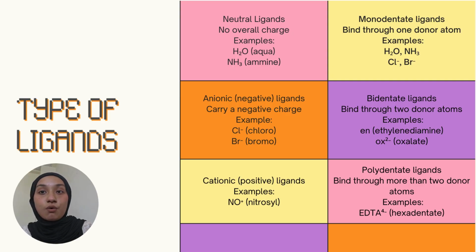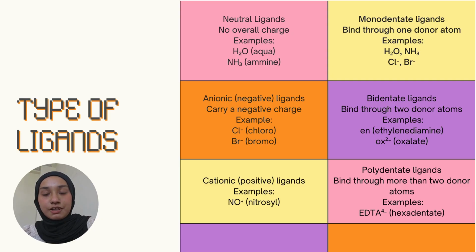Neutral ligands have no overall charge, such as water or H2O, also known as aqua, and ammonia, NH3, known as amine. Anionic ligands carry a negative charge, with common examples including chloride Cl- and bromide Br-. Cationic ligands are positively charged and are less common, with nitrosyl NO+ being a typical example.